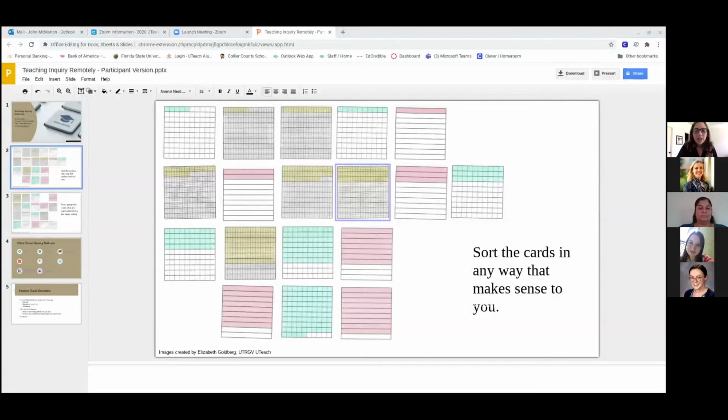All right, and can you unmute your microphone and tell us how you sorted the cards? Yes, so I sorted them by order of least colored in to most colored in. Excellent. So if these are representing fractions, it would have been sorted from least to greatest, from the top left to the bottom right. All right, very nice.